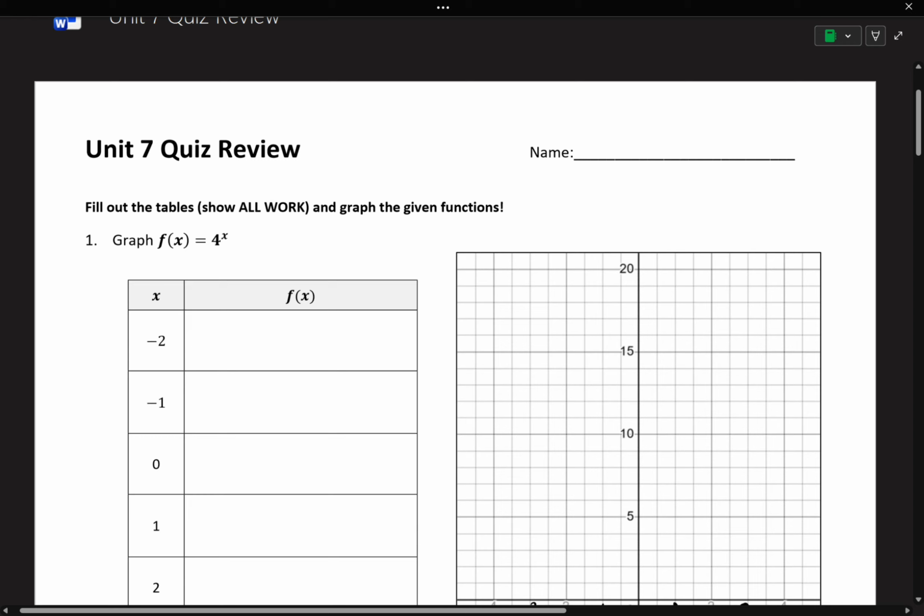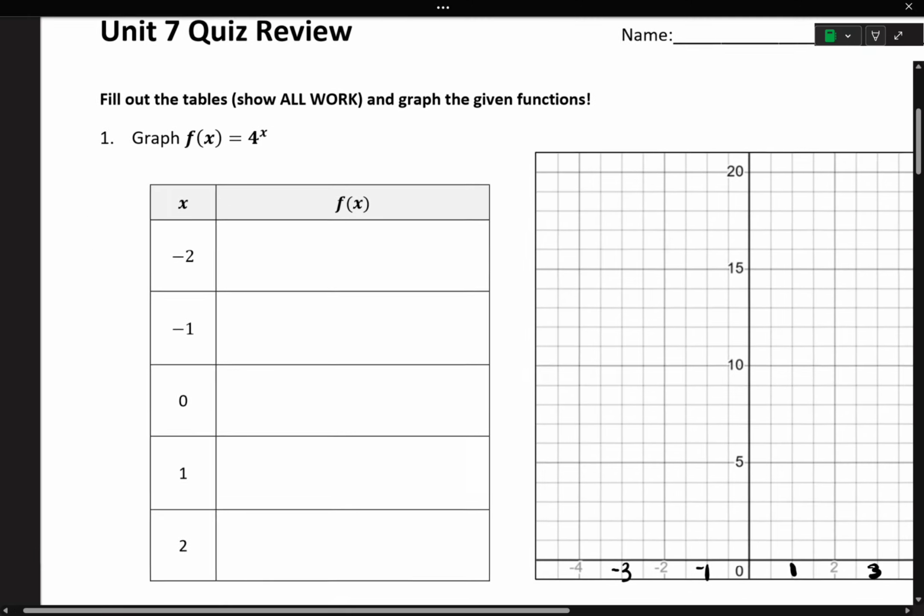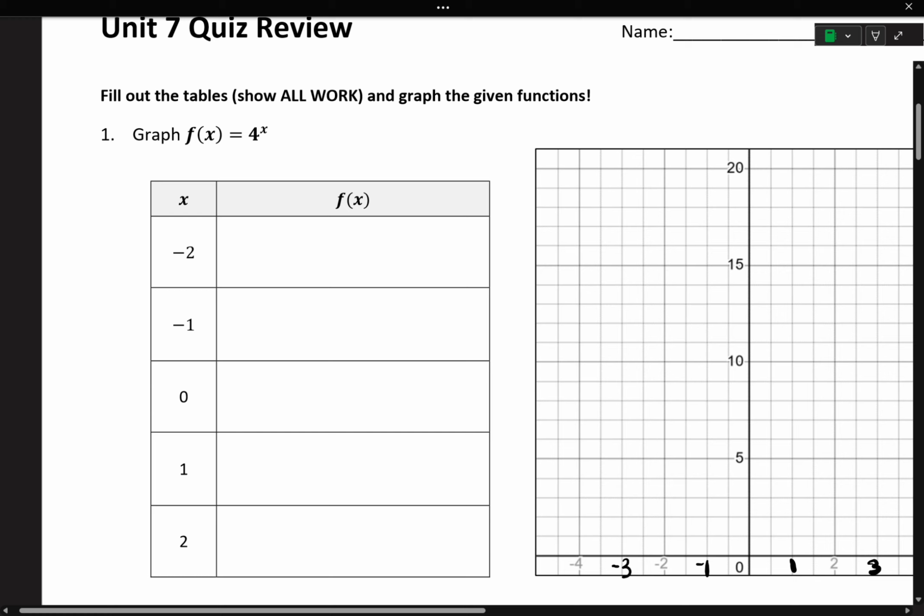Alright, for number 1, we're going to fill out these tables, we're going to show all our work, and we're going to graph the given functions. The first thing we're graphing is f of x equals 4 to the power of x. So we'll be doing this by putting it into your calculator.